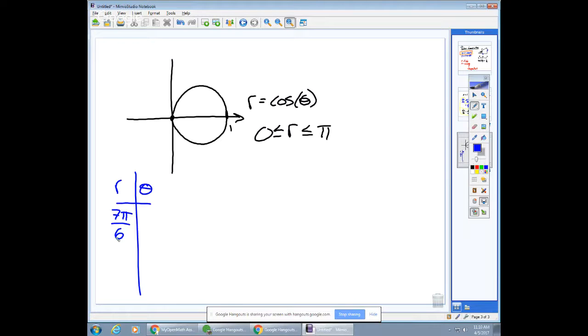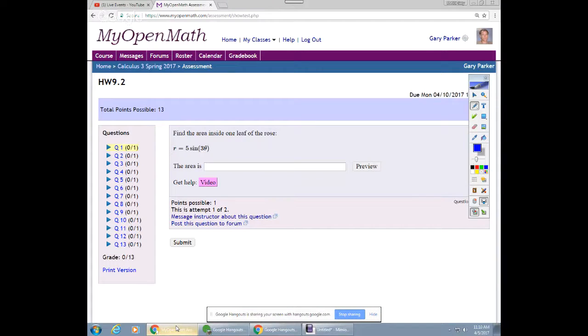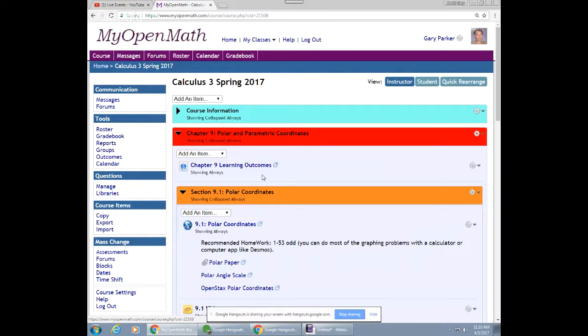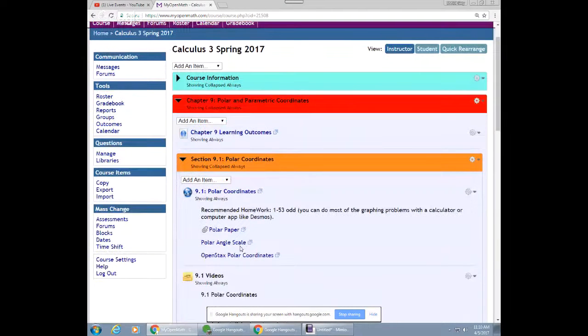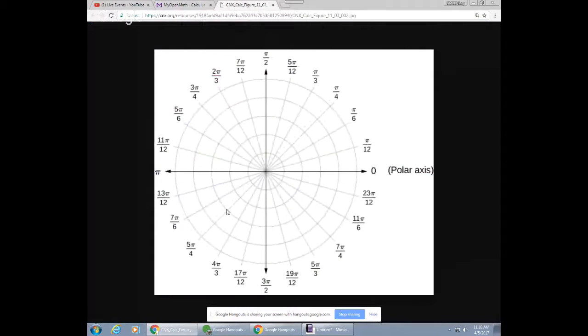You guys got that trig cheat sheet? I think I posted a link to it back here, or that polar cheat sheet. I think it has 12ths on it. Where did I put it? I put it right here, polar angle scale. Yeah, so I'm not going to work with 12ths too much, but once in a while we will have to. Today we're going to have to.